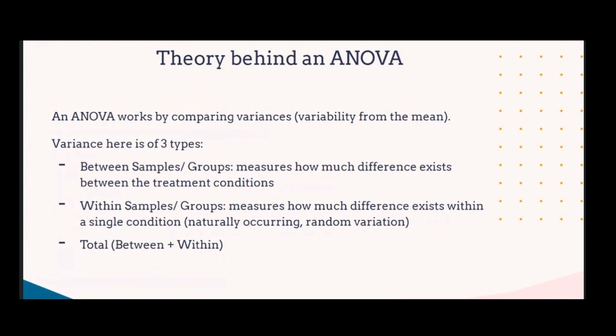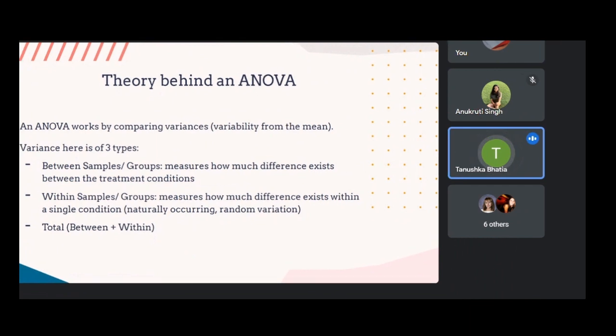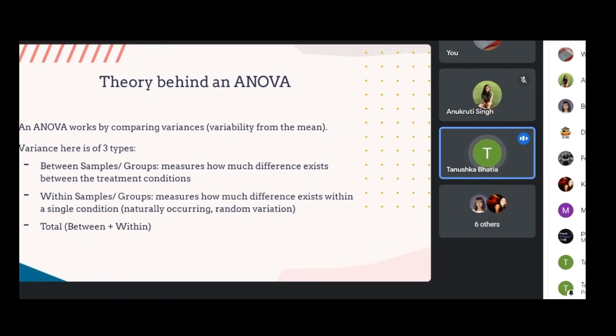Now, between samples is really important in this situation, because you need some sort of calculation to measure how much difference exists between these conditions. Otherwise, how are you going to differentiate between the group that was given 0 milligrams of the medication and the group that was given 10 milligrams?